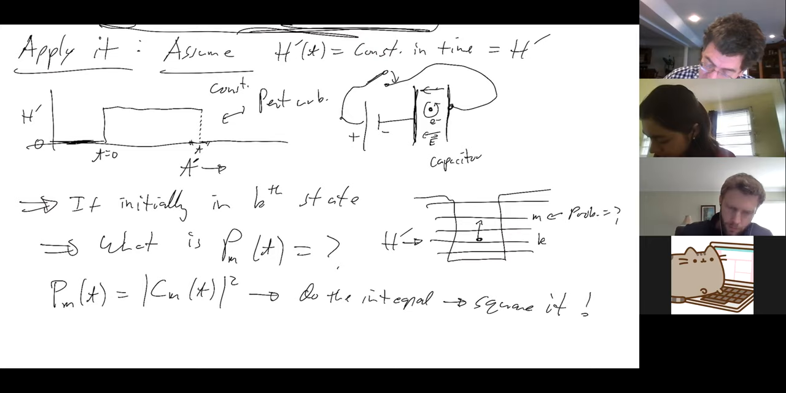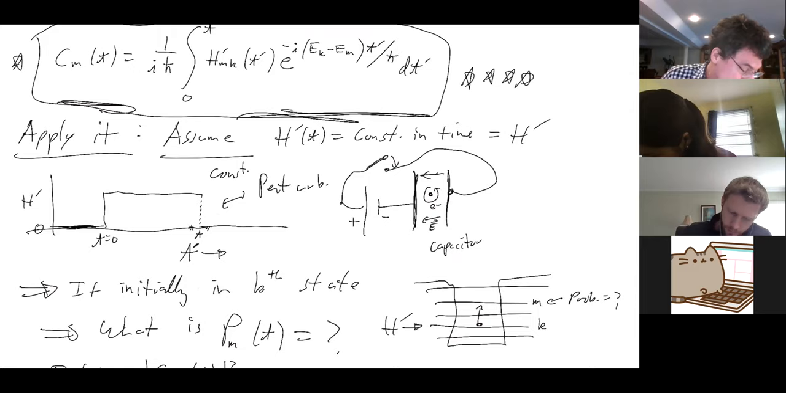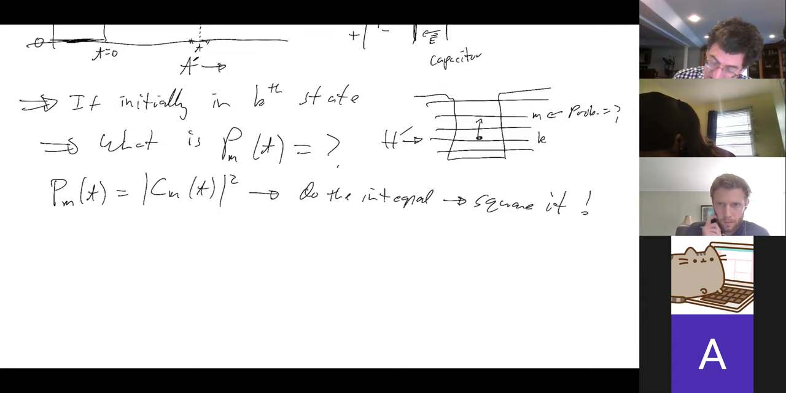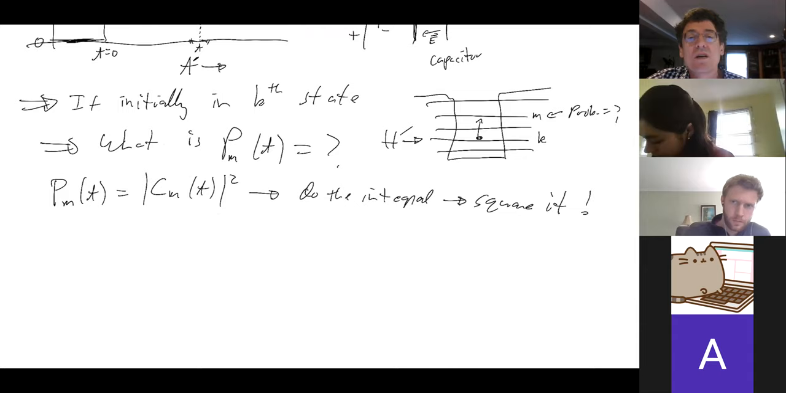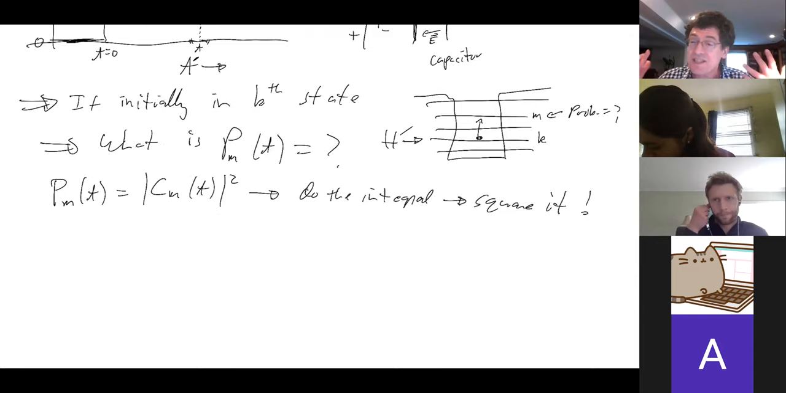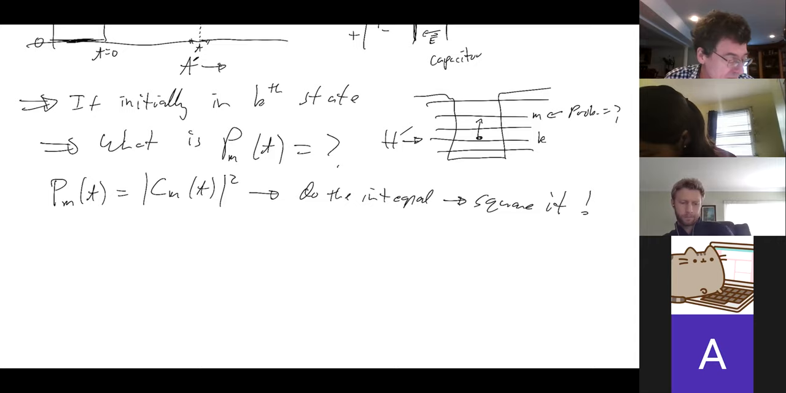So let's do that integral. And the thing is that when I do the integral, look, guys, I need you to mute yourself. Somebody's making a lot of noise. I need you guys to mute yourself if you're not talking. Okay. But if you want to say something, then unmute yourself. All right. So it's fine to interrupt me, but just don't make a lot of noise.